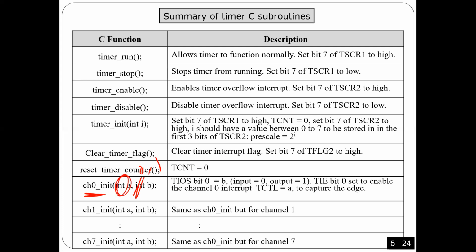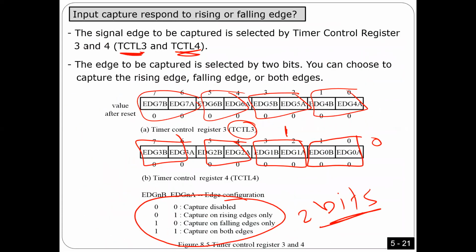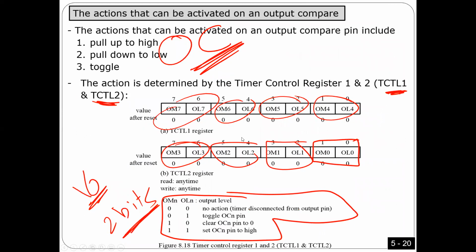However, if it is input capture, I'm going to take this value here and use it to select what you want to capture, right? But if you select it to be output compare, then the value you are sending to me, I'm going to use it here to program the action you want to take on the pin.